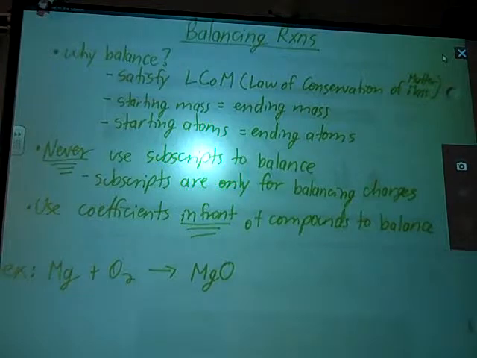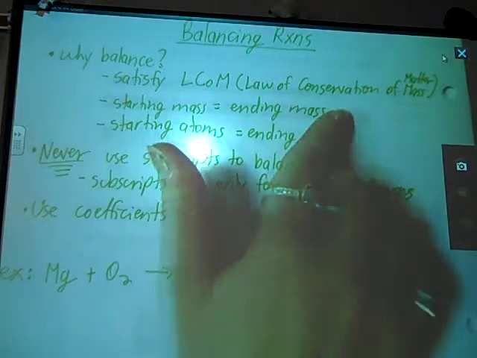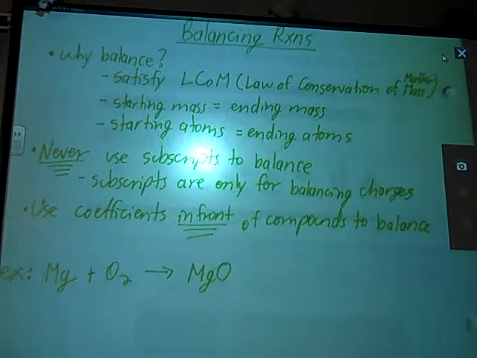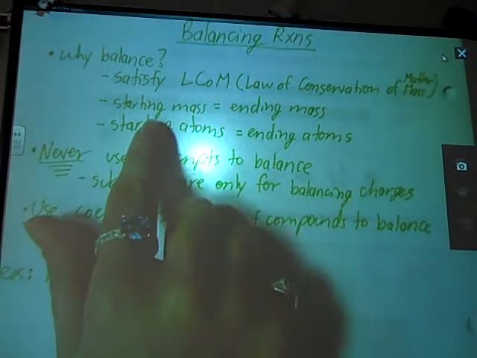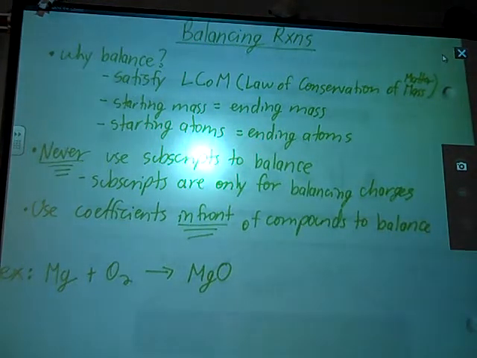So, balancing reactions. This is the second to last step in writing the perfect chemical equation. But why balance? Why is this important? We have to satisfy LCOM, the law of conservation of mass, or matter, whichever you prefer. LCOM says that matter cannot be created or destroyed. So that means that my starting mass must equal my ending mass, unless we're doing nuclear chemistry. Then you might transfer the mass into energy, but not here.